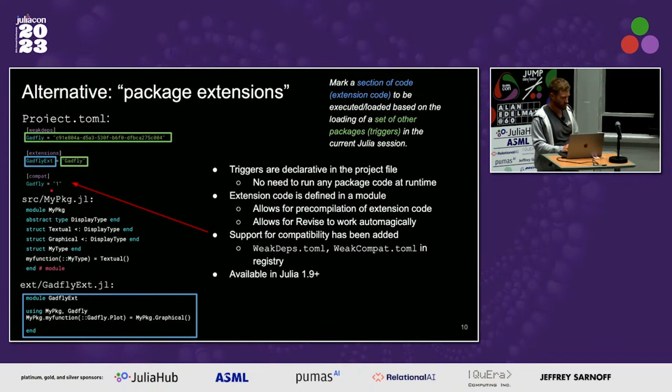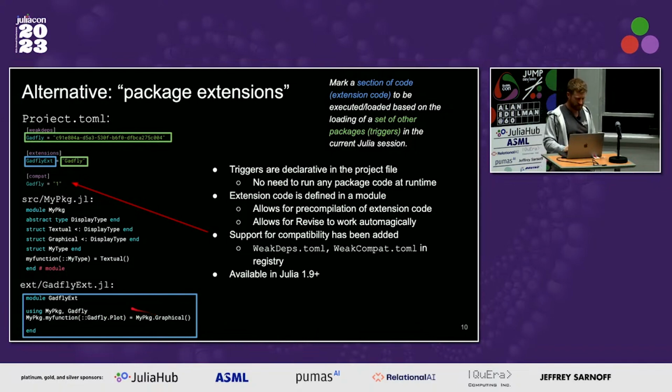So the way this would work is a little bit different from Requires. In your package file, you would have, just as an example here, some abstract type. I call it display type. Then we have some textual type maybe, or a graphical type. And then we have some type, and I define that my type is a textual type. But then I can also add this extension. So in an extension folder, I create this Gadfly extension file. In that, it's a module. And then I do the extension of my function here with the Gadfly plot. And that one is a graphical type.